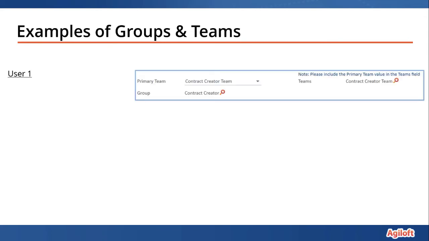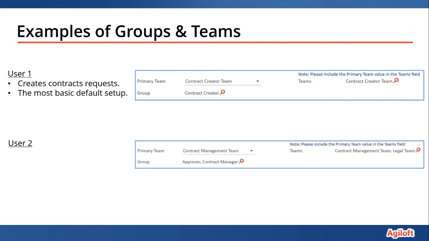Now let's take a look at a few examples of how groups and teams can be used together to construct the user's experience within the system. This first user, user 1, is a contract requester. They are assigned to the contract creator team and the contract creator group. This is the most basic default setup for our out-of-the-box contract management system. They are an end user, so they'll be submitting contract requests through the end user interface.